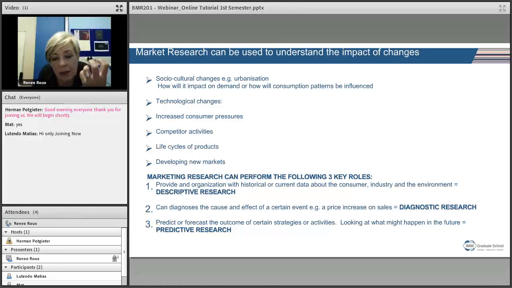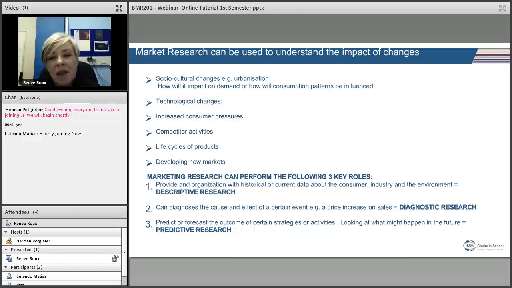The cause is a price increase, and the effect is what was going to happen with sales, and we call that diagnostic research. The last one is predictive research. That's about the future. Remember, we had the first one, descriptive, which is history and current, and then also what do they think is going to happen in future.